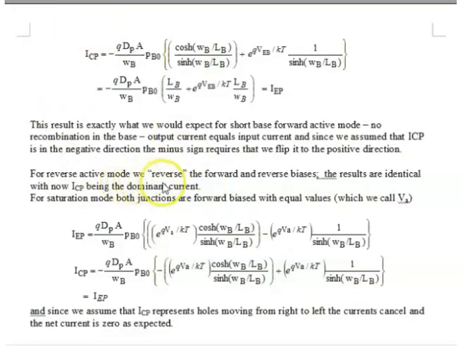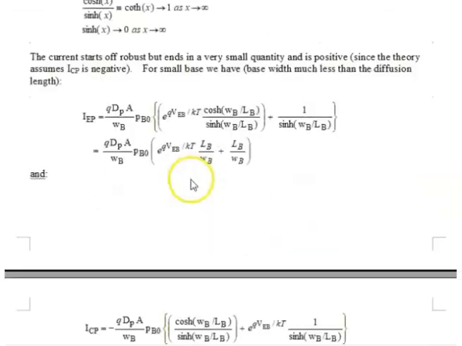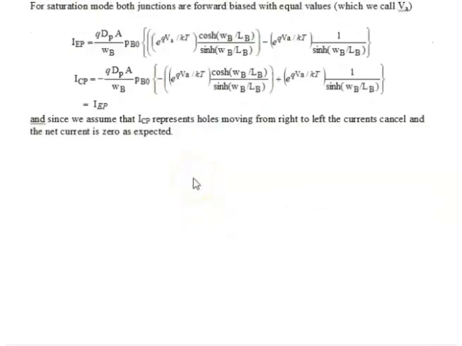So the reverse active mode is exactly the same. I feel it would be a little bit redundant to go through that. The results are identical. Now the ICP is replaced by IEP, and everything is just reversed. For example, for the small base approximation, what comes in here comes out here. So everything is exactly reversed.